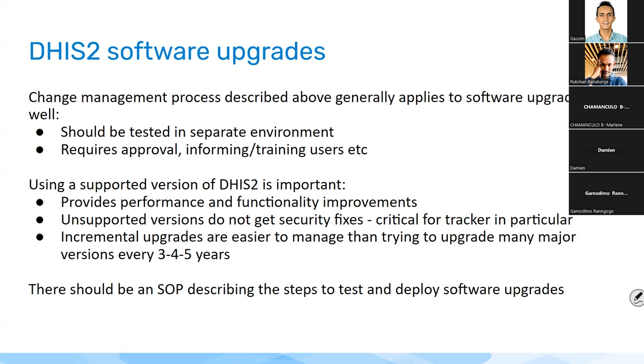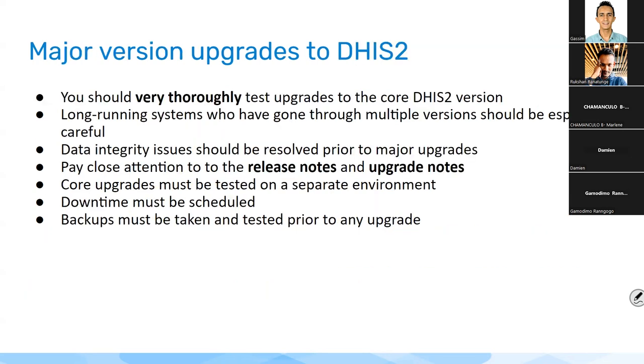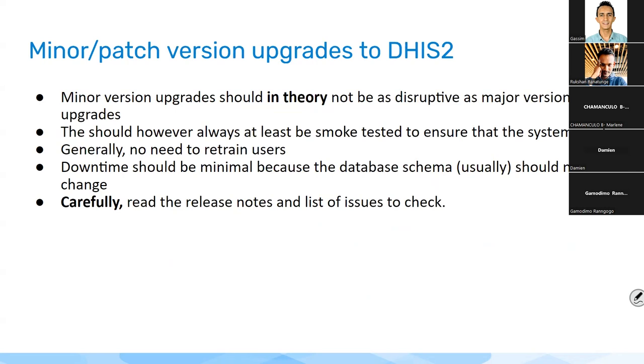Again, this is an area where you really should have some SOPs saying, this is how we do upgrades for our implementation. This is how we test. This is how we deploy. Major upgrades are, of course, the most critical to plan and test. Ideally, you do all the metadata integrity checks before you try to upgrade, because one thing that could break the upgrade is that you have metadata issues to begin with that were not taken into account in the upgraded code base. This needs to be tested again on a separate environment. Minor versions should, in theory, be less complicated. There shouldn't hopefully be any changes to the data model, etc.